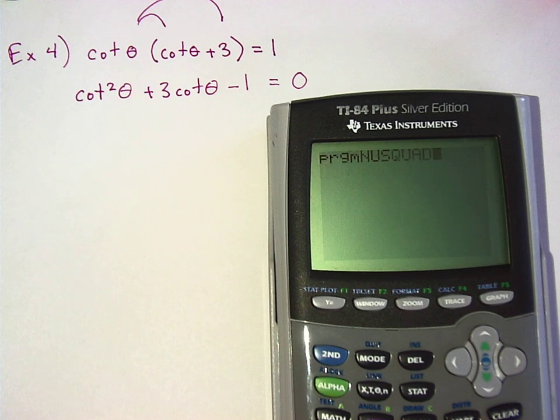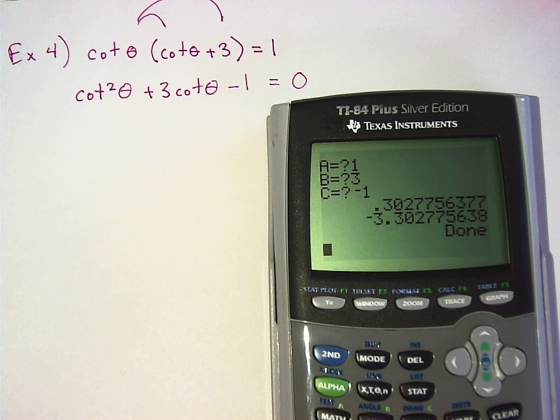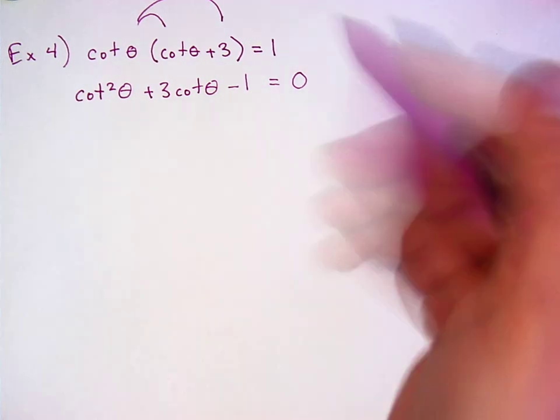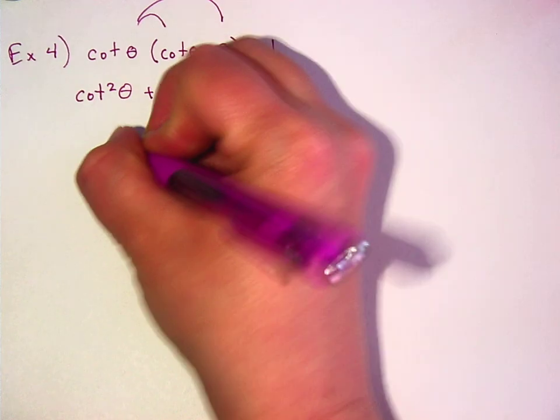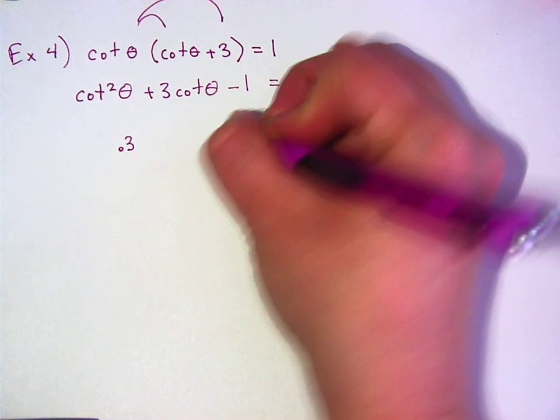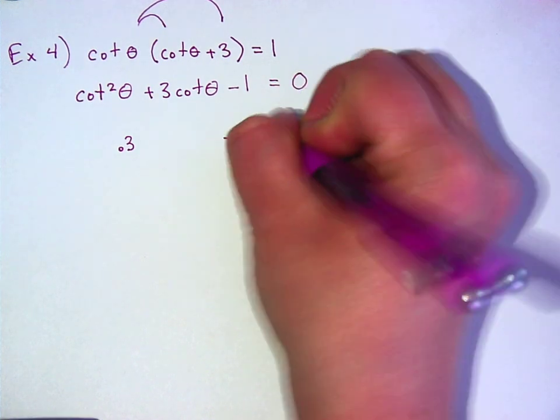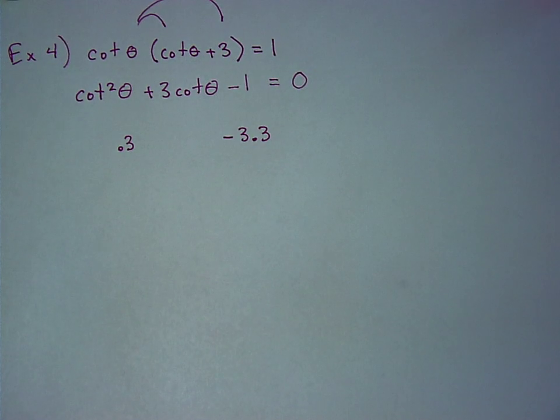Nusquad. What's A? 1. B? 3. C? -1. I got 0.31 and negative 3.3. You guys get the same thing? Are those our answers?